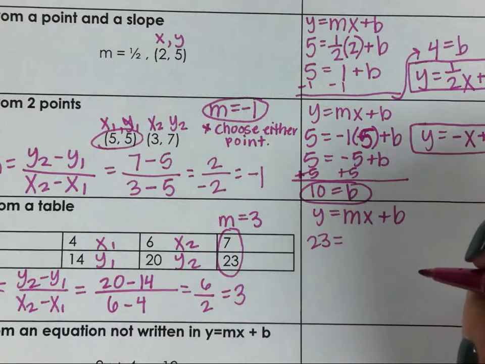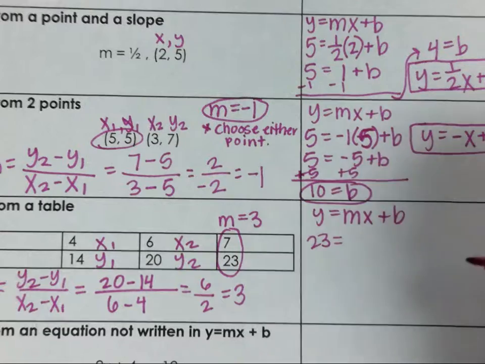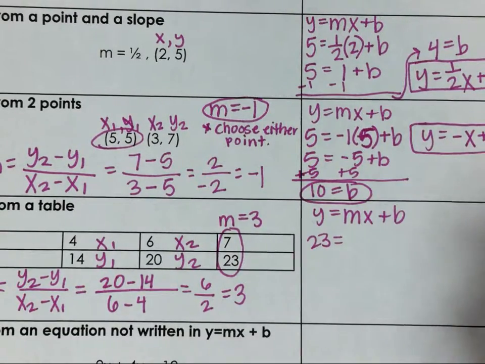So y equals 23. How you doing? Good. How are you? You back? Perfect. Go right ahead. Thank you.